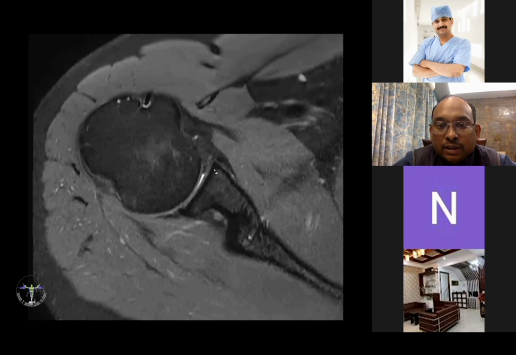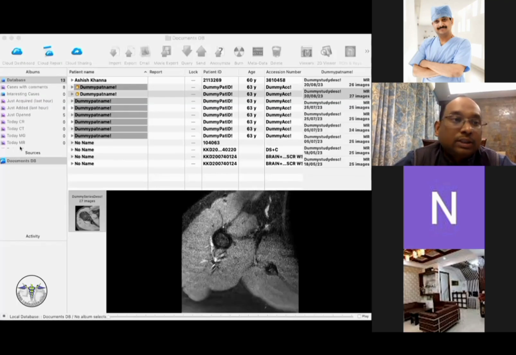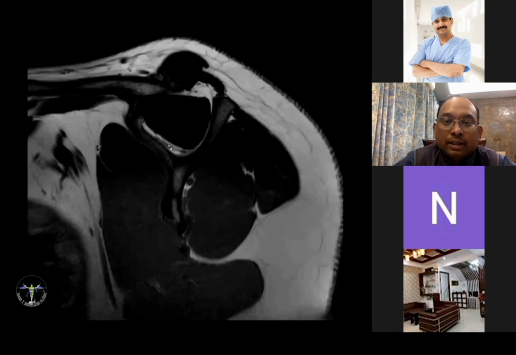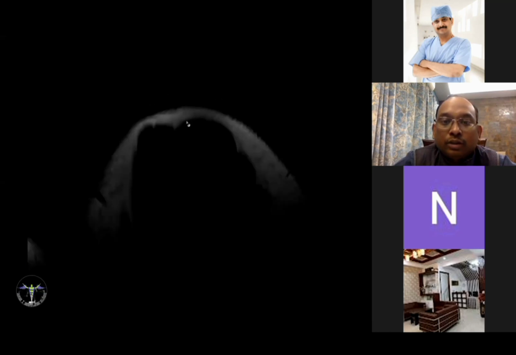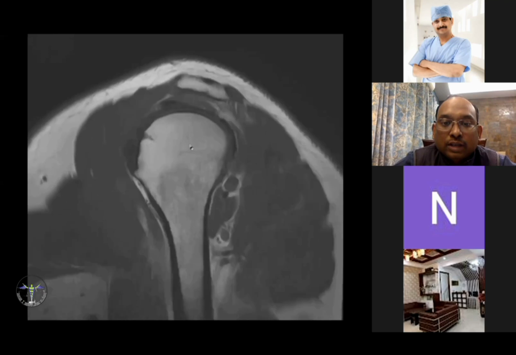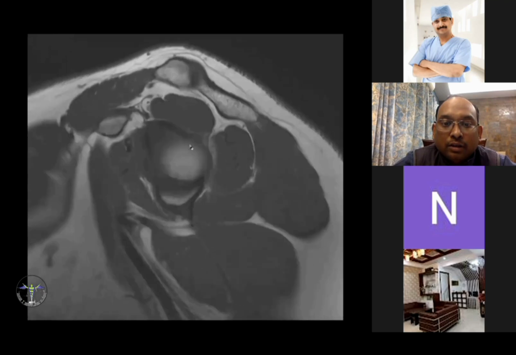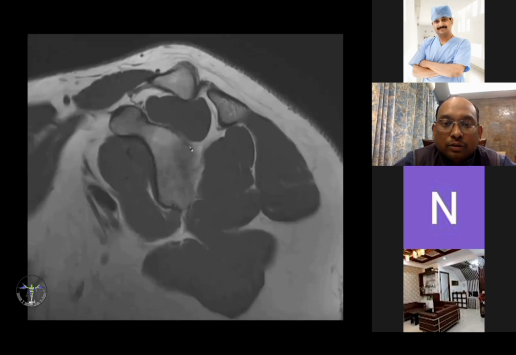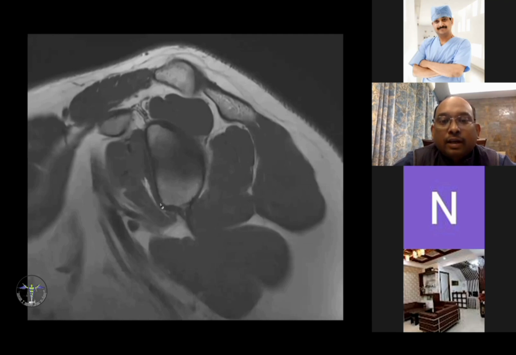But if we see this axial image, the triangular shape of the bony glenoid is quite preserved. So we think that there must be no significant glenoid bone loss. But the Hill-Sachs lesion is a large one. Now let's see the sagittal image to find out whether the glenoid bone loss is actually there or not. If we see here, there is a flattening of the anterior inferior glenoid. So there is definitely some amount of glenoid bone loss.